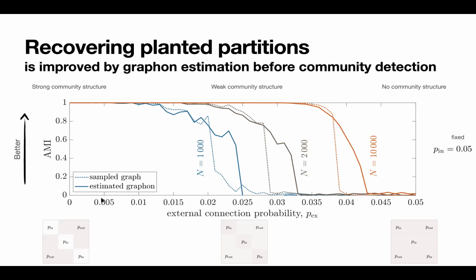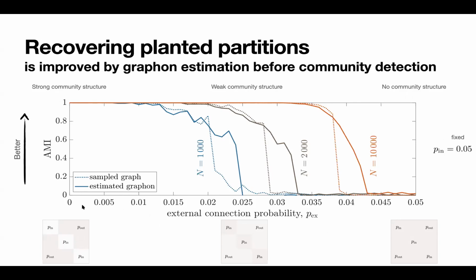And then let's first look at the sampled graph, that's the dashed line. What you see for all three sizes is that if the community structure is very, very strong, then we perfectly recover the planted partition in the graph. However, if the community structure is weak, or if there's none at all, we cannot recover the planted partition.